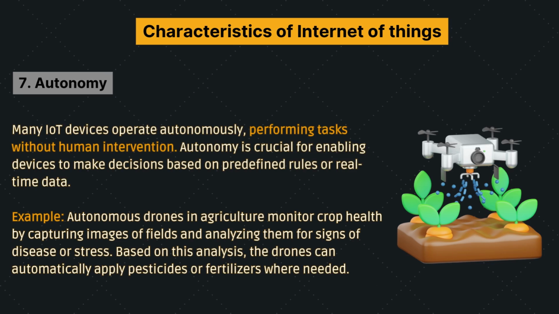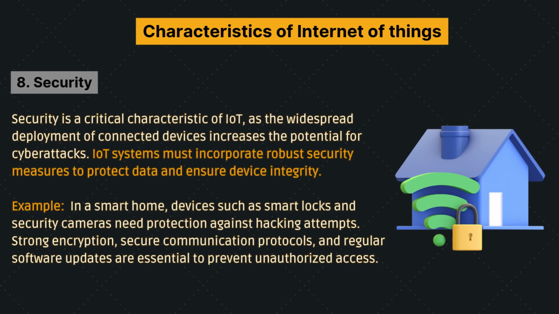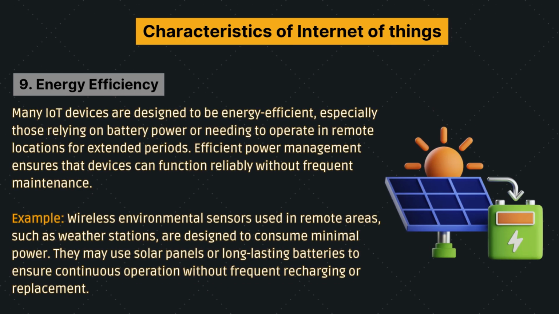Many IoT devices are designed to operate autonomously, meaning they can make decisions without human help. For example, drones can monitor crops and apply treatments as needed. Security is critical because connected devices are vulnerable to attacks. It's important to have strong protections in place, like encryption and regular updates. Lastly, IoT devices need to be energy efficient, especially those that run on batteries. For instance, some sensors use solar power to avoid frequent charging.